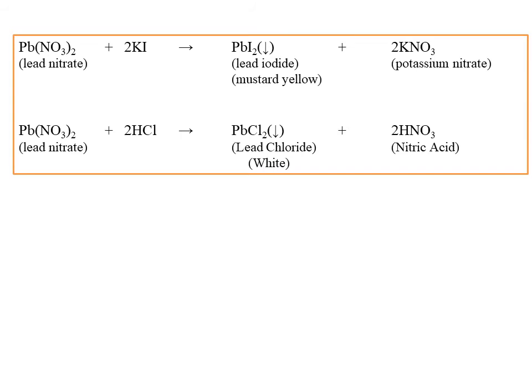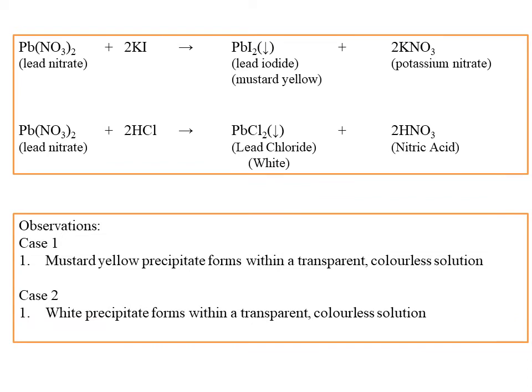The actual balanced reaction is this. Followed by, if I consider the lead nitrate, it's 2 HCl giving PbCl2 plus 2 HNO3, with lead chloride giving a white precipitate. That's all. So moving on to the observations, the observation of the first reaction is that a mustard yellow precipitate forms within the transparent colorless solution. If you consider the lead nitrate solution, it was a transparent colorless solution. And in the second, a mustard yellow precipitate forms. Mustard yellow is the most important keyword.